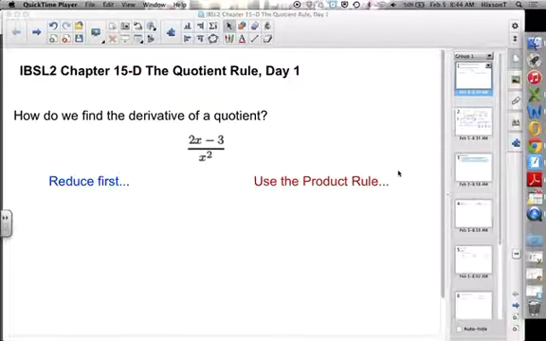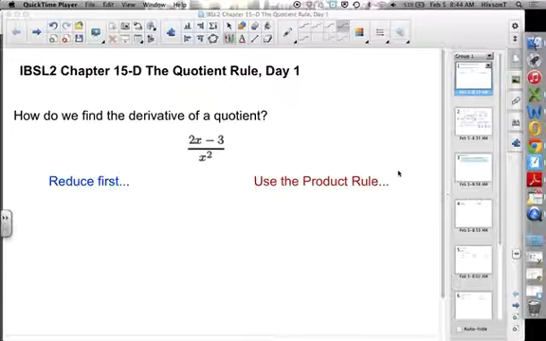Alright, so we're going to look at the quotient rule. We've done derivatives of functions like this, these rational functions, or quotients. Remember, a quotient is just the result of things being divided. And we had a couple of options.